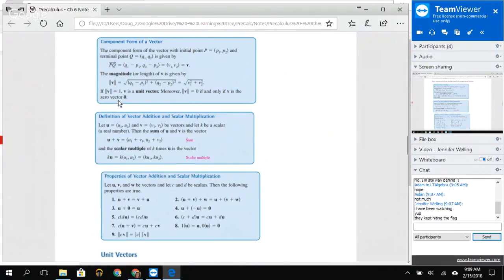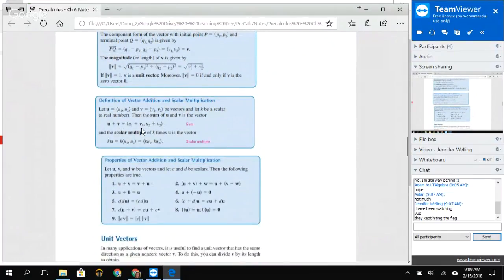Then on Monday, we talked a little bit. Oh yeah, Jennifer says they kept hitting the flag. They did. With quite a amount of force, they hit the flag.